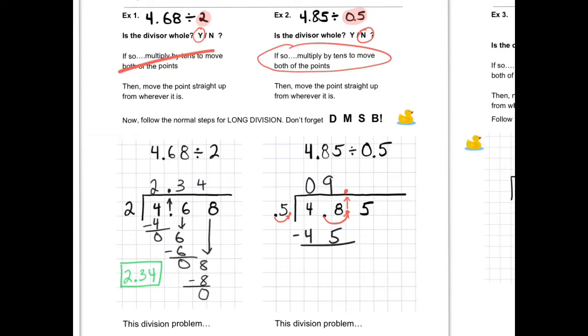48 minus 45 is 3. And then I'm ready to bring down. I bring down that last digit, which is a 5. Now I go through my steps all over again.